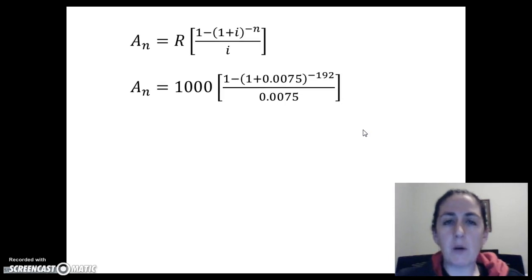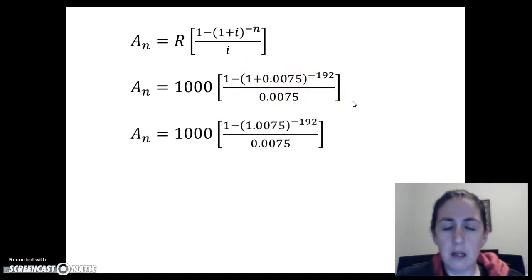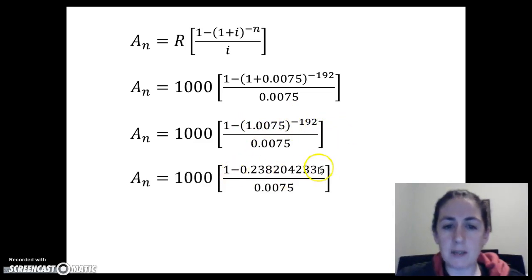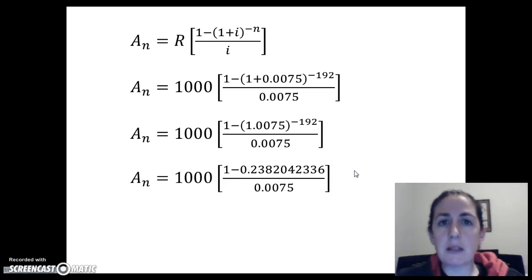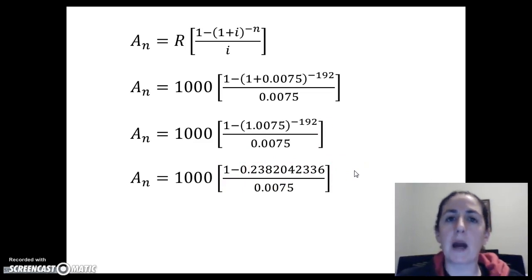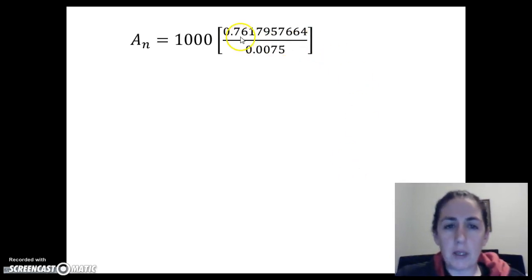Now that we have each of these components, we can plug it into our formula. Now we want to take our time, again, like before, doing these calculations. Do any basic simplifications first, add these two numbers together, and now we want to simplify this numerator. I'm going to take the 1.0075 and raise it to the negative 192nd power first, and now I'll take 1 and subtract that number. Like we've talked about previously, save your rounding for the very end. Write out your very long decimals. When you subtract those two values, you get 0.76179576664.